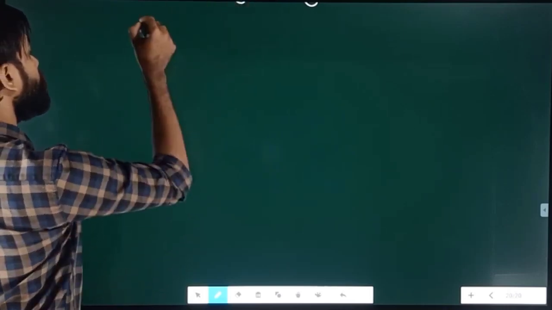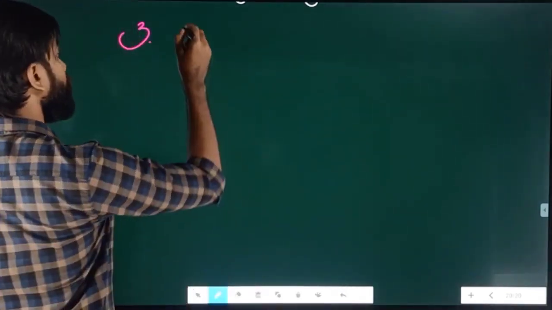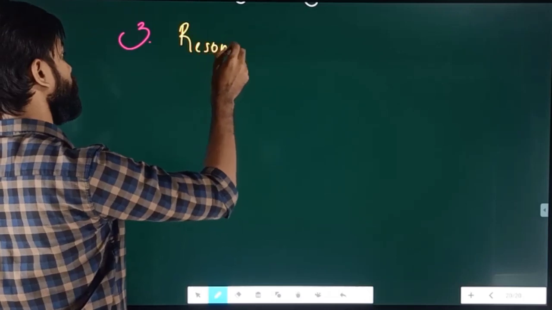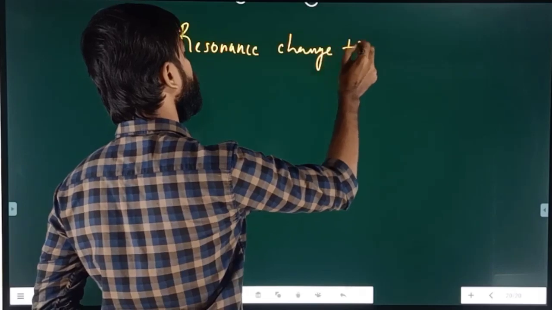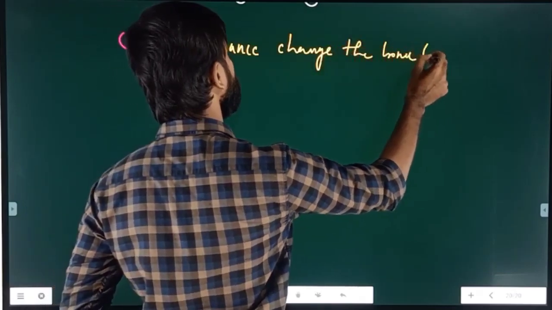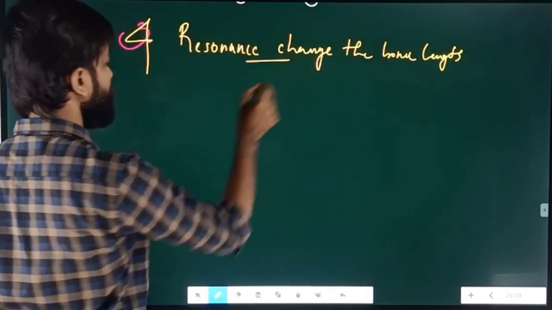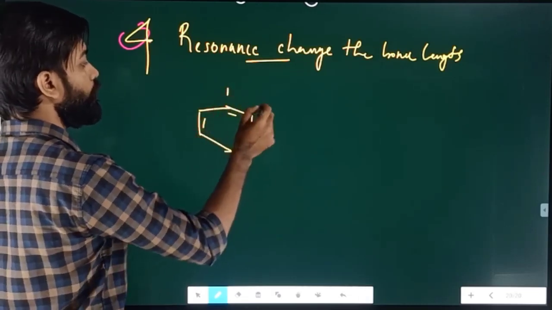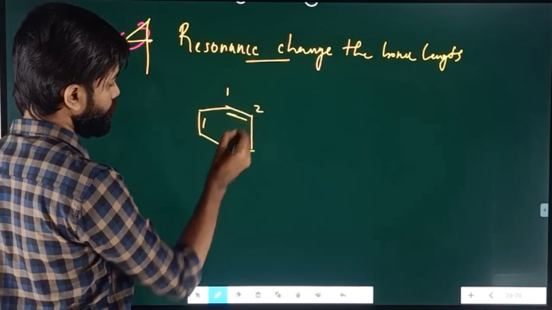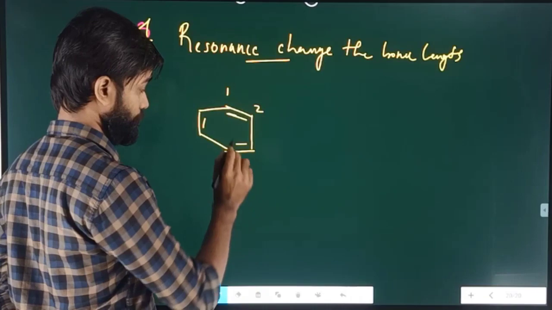Number four is that resonance changes the bond length. For example, this is one, this is two. This is the bond length.